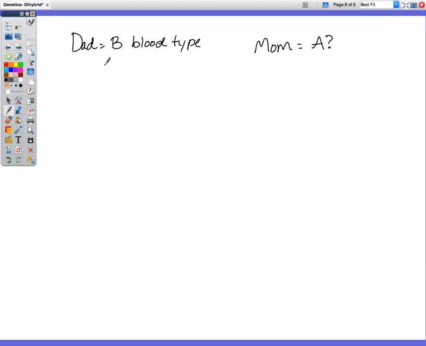So if he is B, mom could be A, he could be B, mom could be O, he could be BO, mom could be AA, BO, or mom could be AO. So you would have to do multiple Punnett squares if you don't know if he's heterozygous or homozygous. So let's just say dad is homozygous, mom is heterozygous, to kind of make it easier.